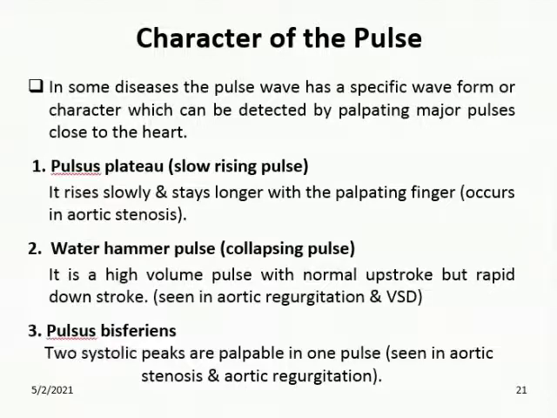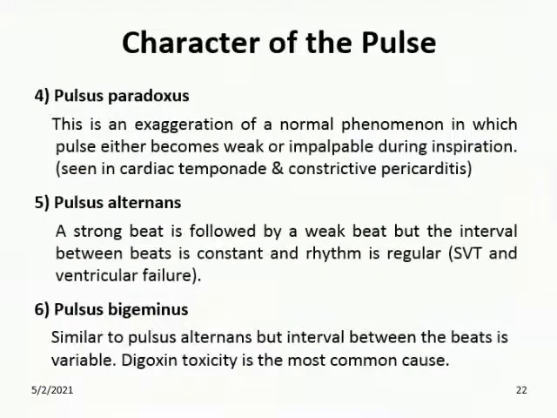Pulsus bisferiens. Two systolic peaks are palpable in one pulse. This is normally seen in aortic stenosis and aortic regurgitation. Pulsus paradoxus. This is an exaggeration of a normal phenomenon in which the pulse becomes weak or impalpable during inspiration. This is normally seen in cardiac tamponade or constrictive pericarditis.